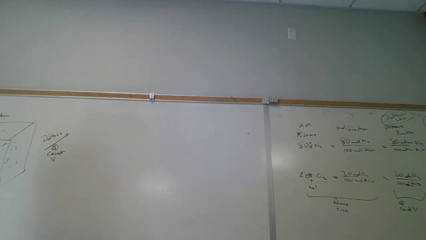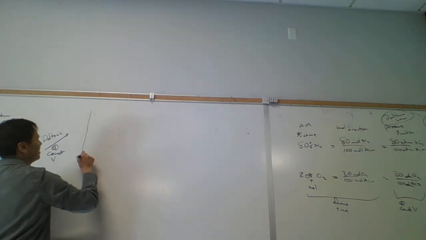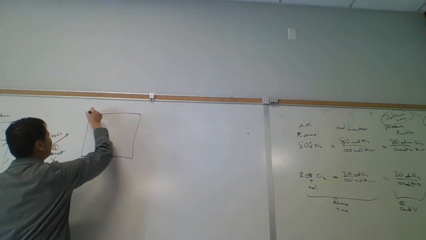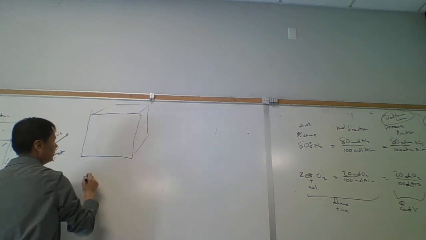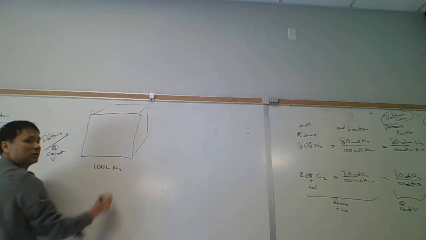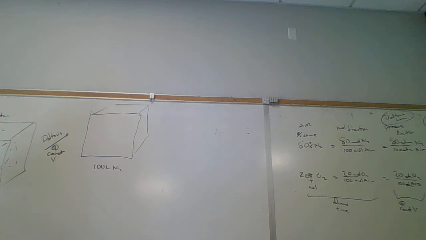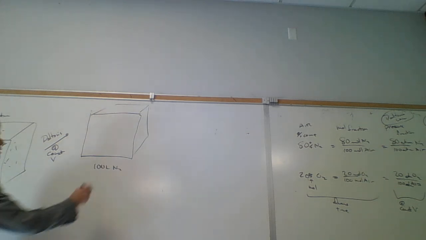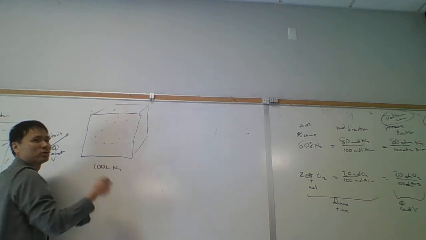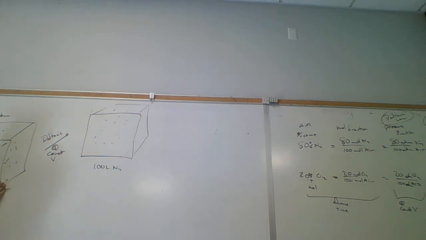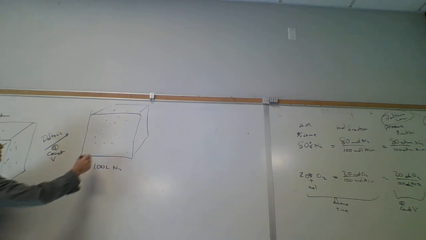80. No. I mean, 80's not wrong, but if I go on this top branch, then the correct answer is 100 liters of N2. That's how many liters of N2 I have. And so I'm just going to put all the N2 in this 100 liter box. In other words, I'm just going to remove the O2. I'm going to take this 100 liters of air and remove all the blue molecules, all the oxygens from this.